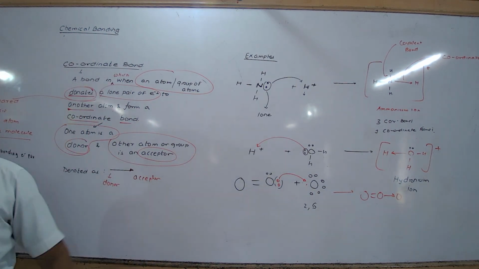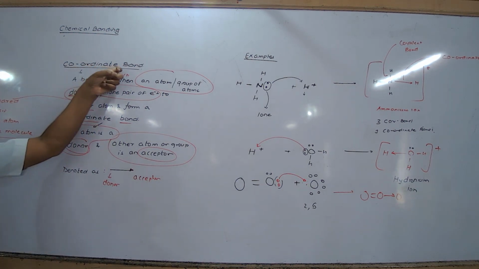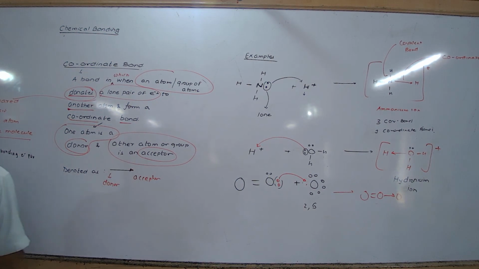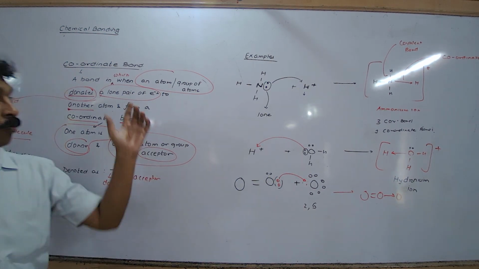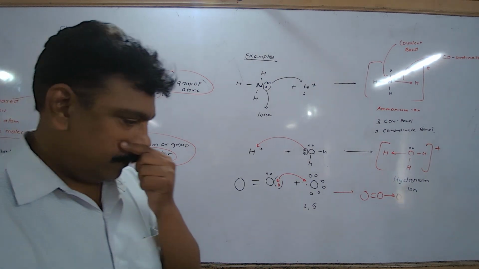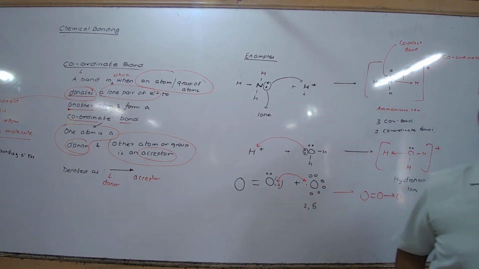A step ahead of the covalent bond. That's why it is sometimes referred to as a coordinate covalent bond. It is not written here, otherwise you get confused with covalent. And in your lower standard, 10th standard, they write only coordinate bond, not coordinate covalent bond. Remember? Otherwise you get confused that it is a covalent bond. Okay, write it down.